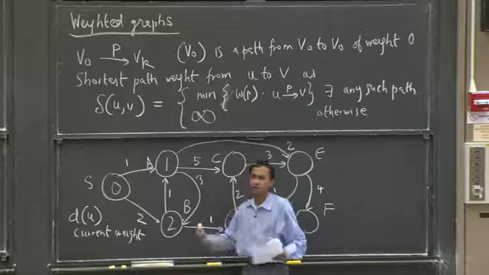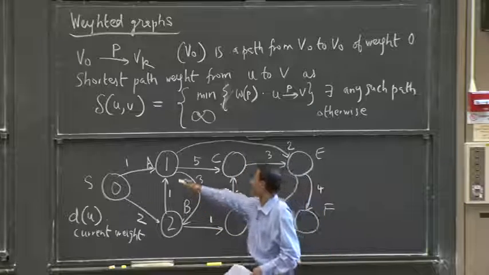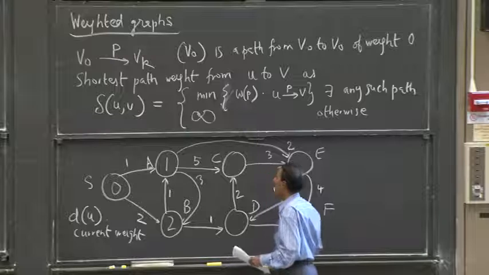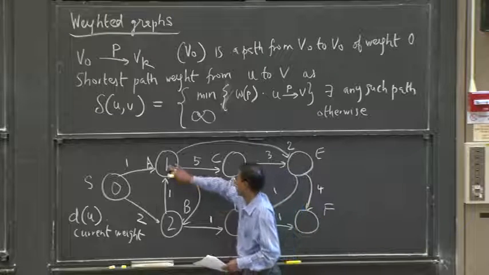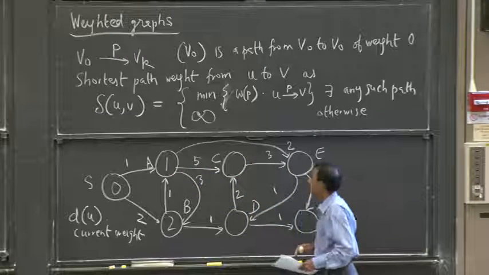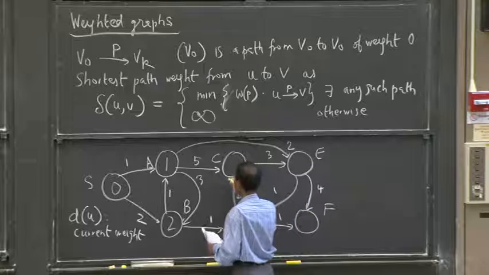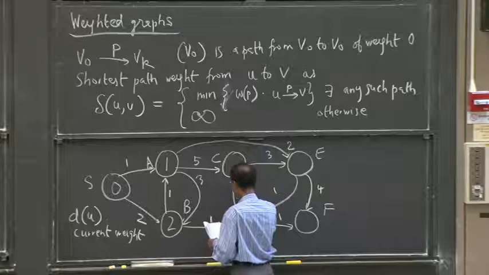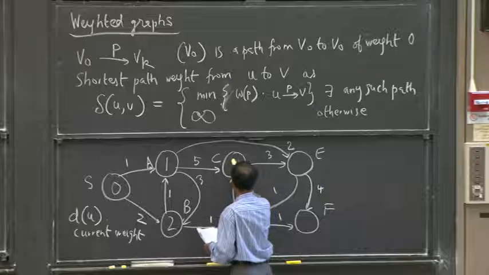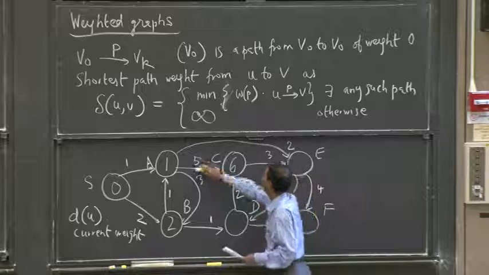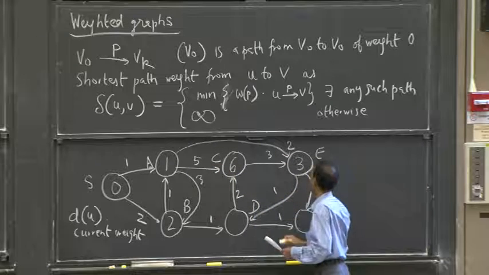Now I could arbitrarily pick this 1 here, the A vertex, and then start looking at the edges that emanate from the A vertex, and I could go off and mark this as 6, for example. And if I start from here, I'd mark this as 3.